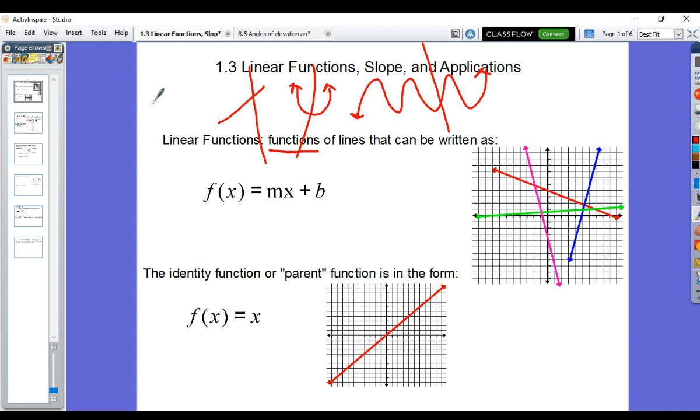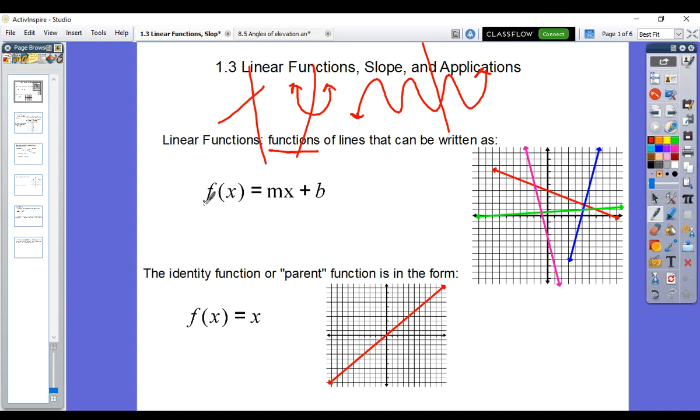Now, again, linear functions can come in the form of f of x equals mx plus b. They can also come in the form of ax plus by equals c. This is what we call standard. This is what we call slope intercept, which we'll talk a bit more about. Now, these are all examples of linear functions. They can be positive and negative.